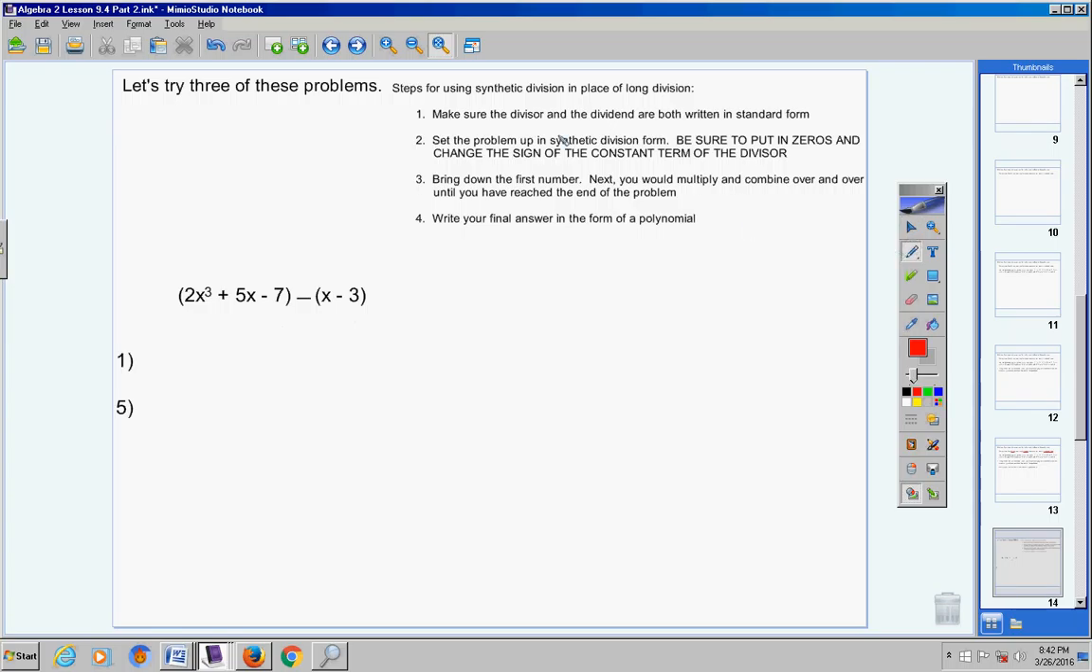Step 1, make sure the divisor and the dividend are written in standard form. Standard form, check. Standard form, check. Step 2, set up the problem in synthetic division form. Now you don't know how to do that, so let me teach you. You put a box like this.